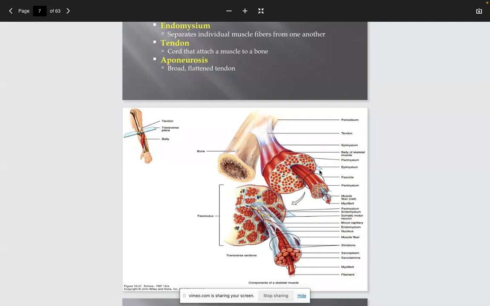Okay, so the epimysium is again going to divide it into these individual fascicles. The perimysium is going to surround the individual fascicles, and then the endomysium will divide it into muscle fibers. A tendon, again, is just a cord that attaches to bone, and then the aponeurosis is going to be a broad, flattened tendon.